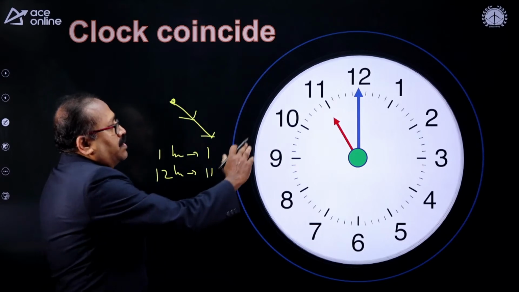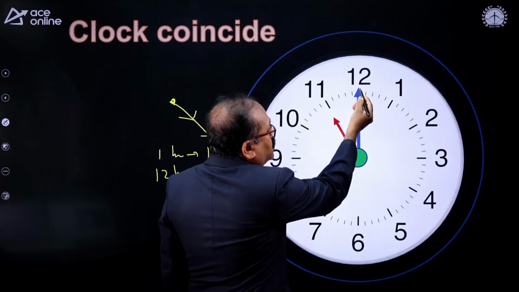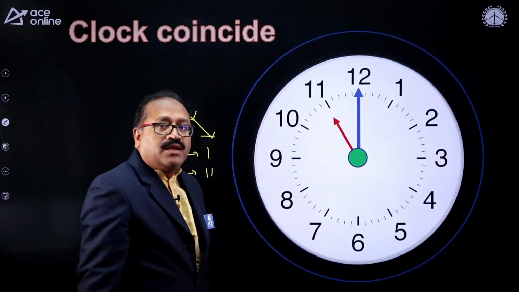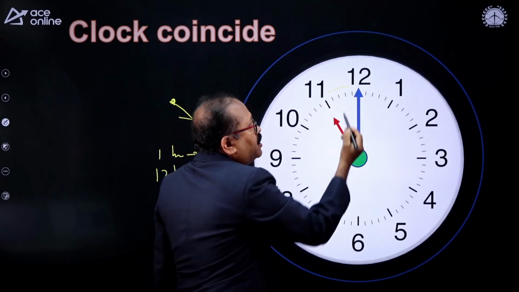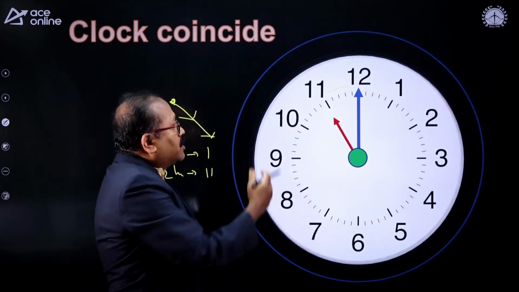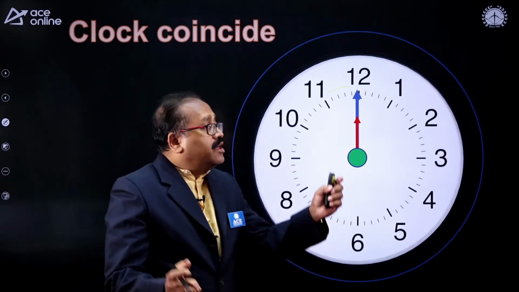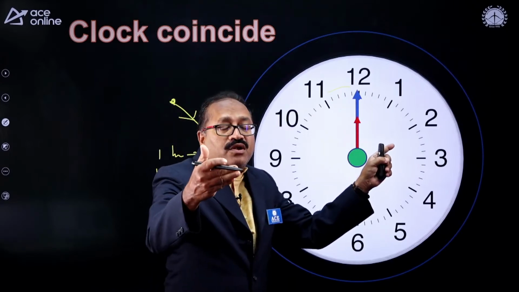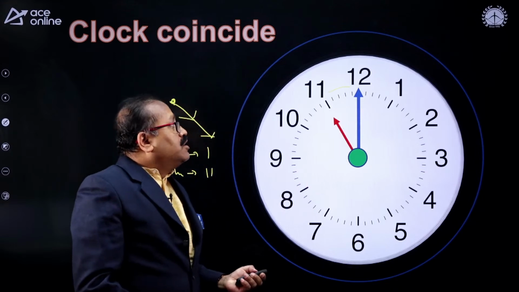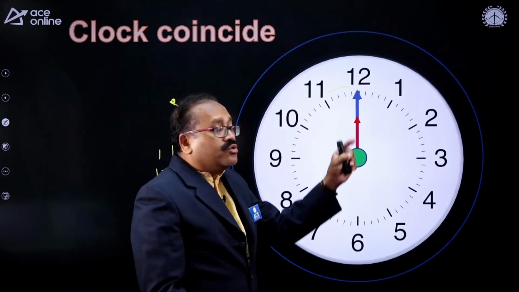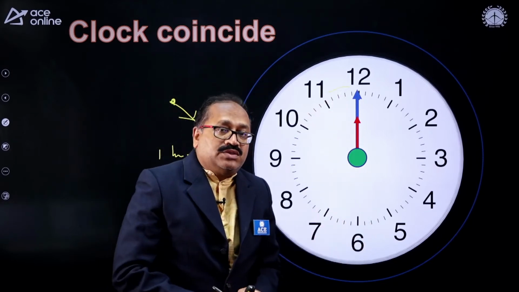Now look at this one. The time is 11 o'clock. That means the minute hand is on 12 and the hour hand is at 11. Is there any coincide in between 11 to 12? Look at the movement of the clock. No coincide. They coincide exactly at 12 o'clock. In between 11 o'clock to 12 o'clock, is there any coincide? I will replay this. In between 11 to 12? No. So at 12 o'clock, both the hands coincide.